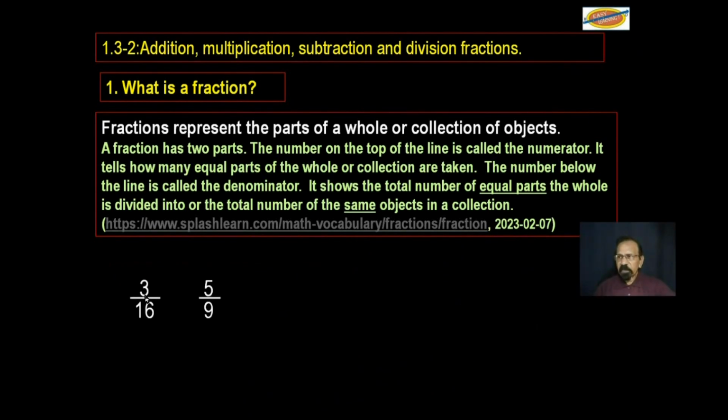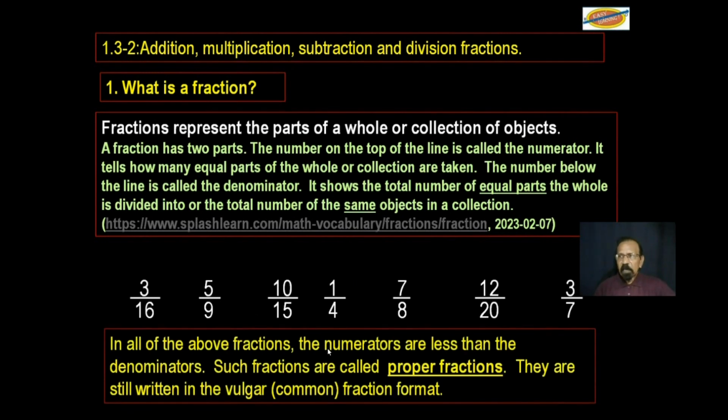So consider 3/16, 5/8, 10/15, a quarter, 7/8, 12/20, 3/7. In all of the fractions above, you will notice that the numerators are less than the denominators. 3 is less than 16, 10 is less than 15, and so on. Such fractions are called proper fractions. They are still written in the common fraction format, as you see here.